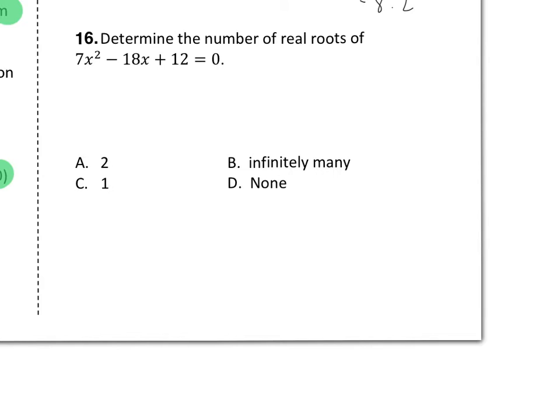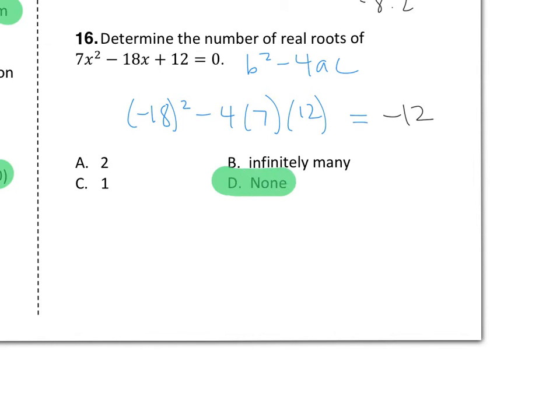Number 16, determine the number of real roots of 7x squared minus 18x plus 12 equals 0. So this is where I want to use the discriminant and use b squared minus 4ac. So here, b is negative 18 squared minus 4 times a times c. And when I simplify that, I get negative 12. So since my answer is negative, that tells me I have no real solutions. If that came out to be positive, I would have had 2, and if it came out to be exactly 0, I would have had 1 solution. But here, since my answer is a negative, I have no solution.